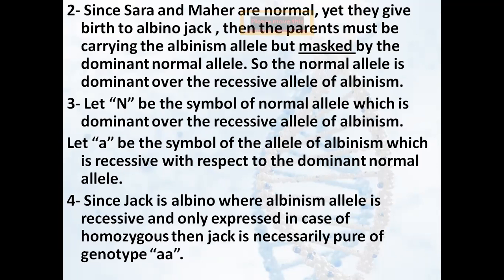Part 3, designate by symbols: let N capital be the symbol of the normal allele, which is dominant over the recessive allele of albinism. Let a small, you can use any symbol that you want, you can use d small for example, be the symbol of the allele of albinism, which is recessive with respect to the normal dominant allele.